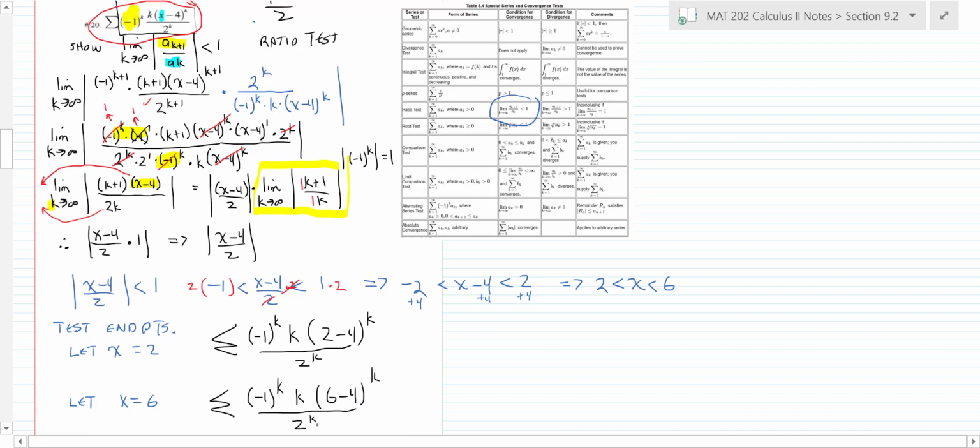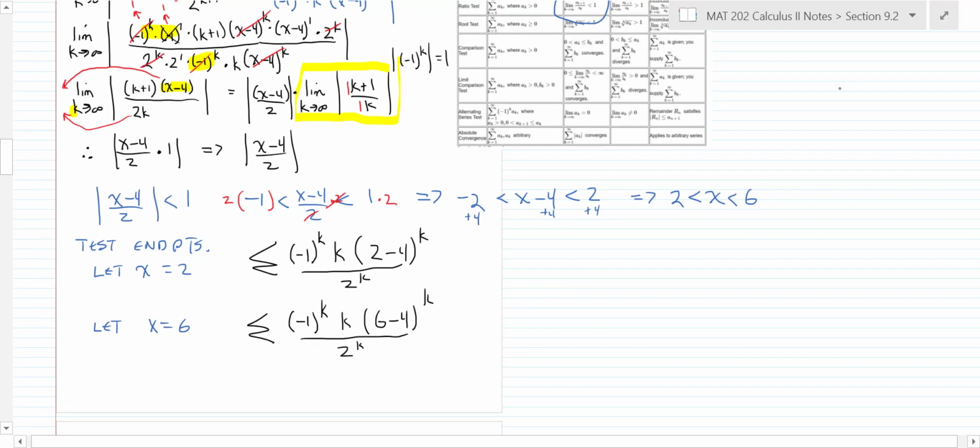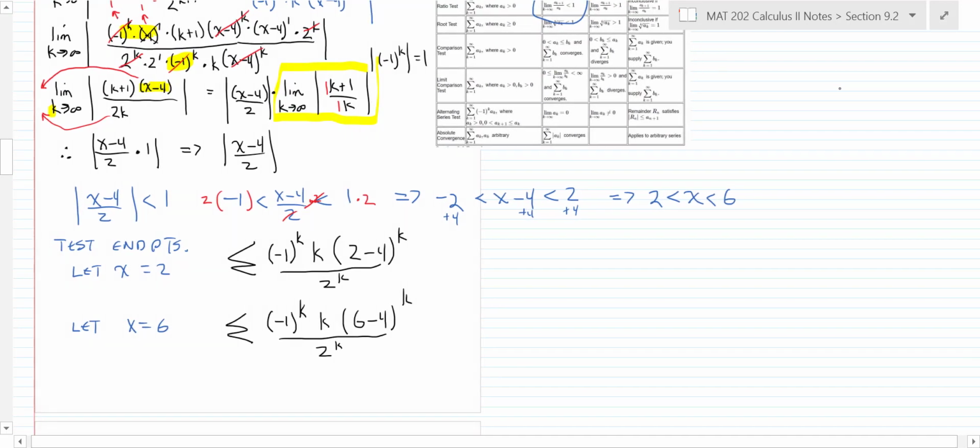So you want to get everything set up. And now what you do is use the knowledge that you have obtained on series to see if these things converge or diverge.